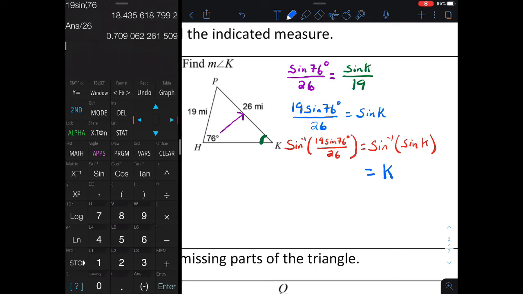Well, inverse sine on your calculator, you do second sine. That did regular sine. Second sine. Yep, that brings up inverse sine of that previous answer. So second answer, and then enter. And it gives me my answer here to be about 45.16. And it's an angle, so degrees. All right, so it's using law of sines to solve for an angle.